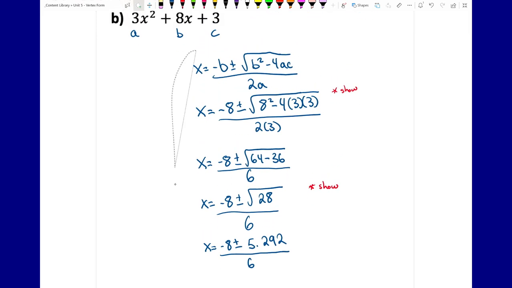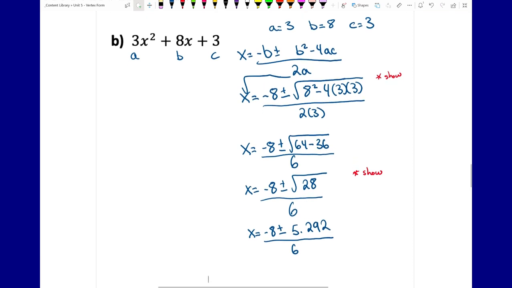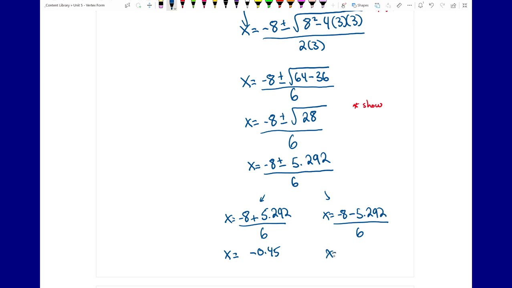And again, here's now where we're going to split it off into two parts. Actually, let me just see if I can move this up a little bit just for space. I'm going to split it up into two parts. X equals negative 8 plus 5.292 divided by 6, and x equals negative 8 minus 5.292, all divided by 6. If I go through and simplify, I get x equals negative 0.45, and x is equal to negative 2.22.